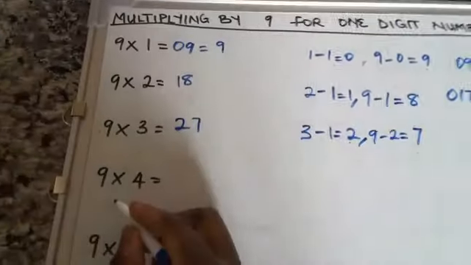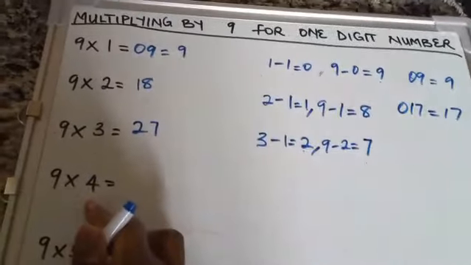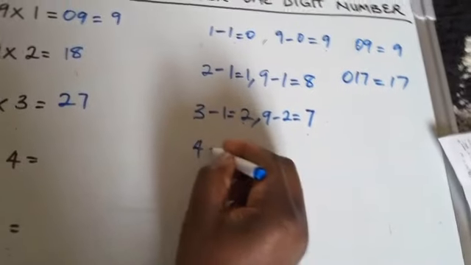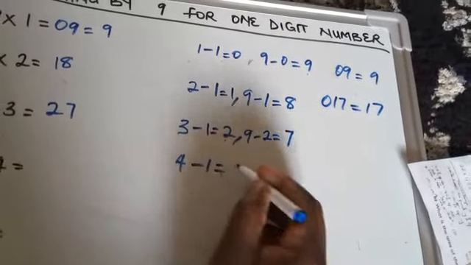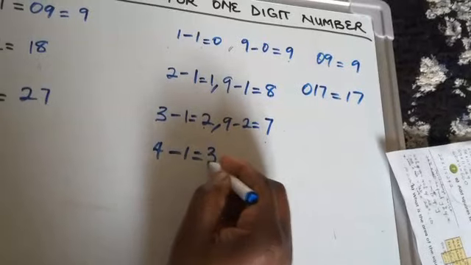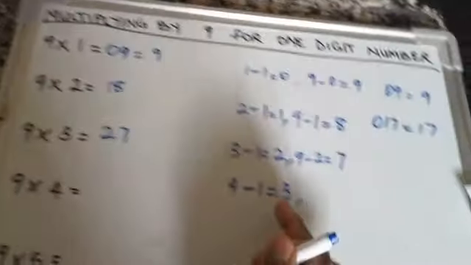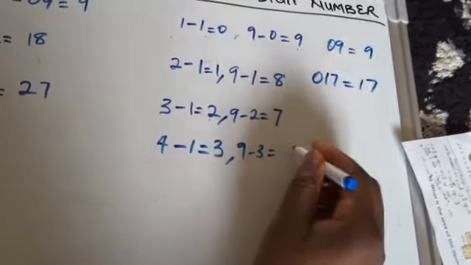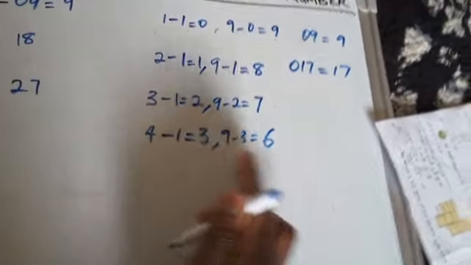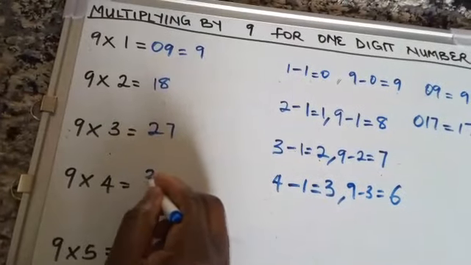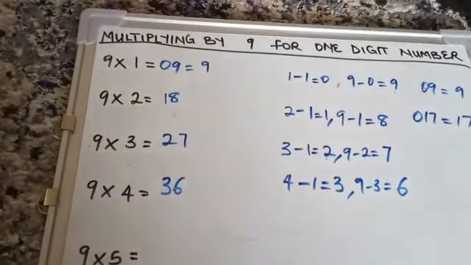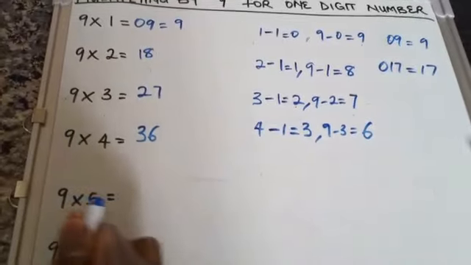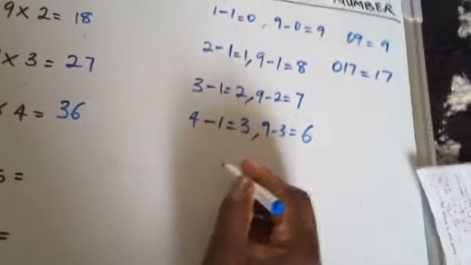So the next one is 9 multiplied by 4. We have 4 minus 1. 4 minus 1 is 3. Then 9 minus 3. 9 minus 3 is 6. You write 3 first before 6. 36.